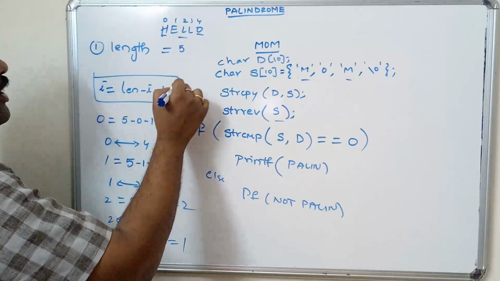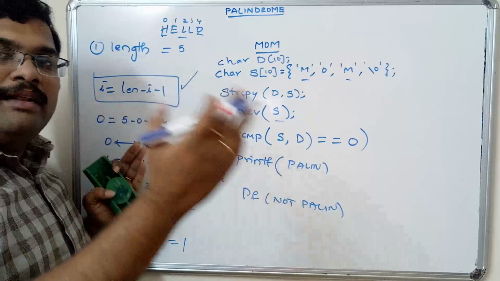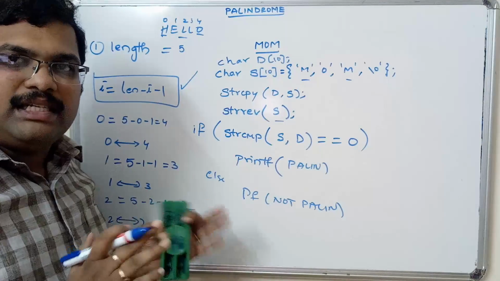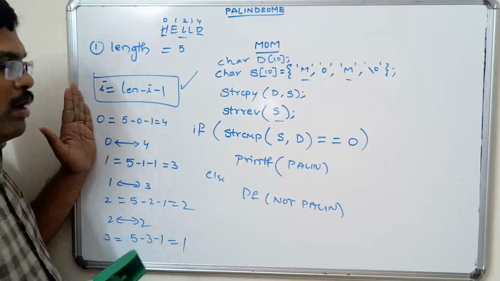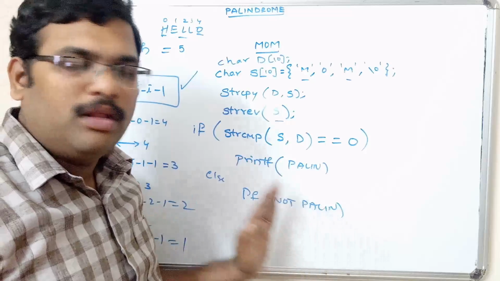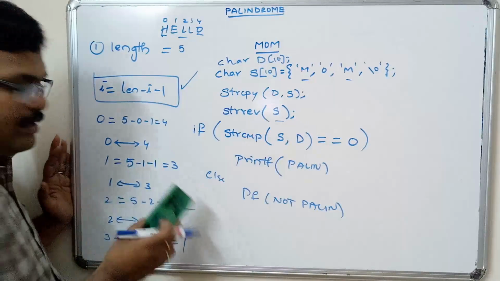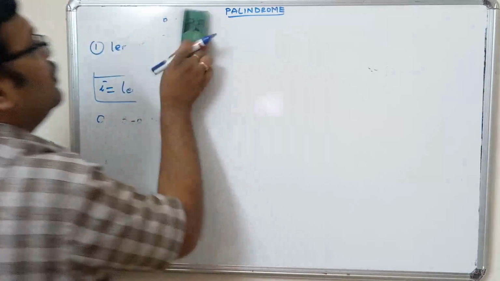If we use this statement, we can compare the first character and the last character without reversing the string. We can directly compare those values. So this is one way and this is the other way. We can implement in both cases. So let us see that. See here.